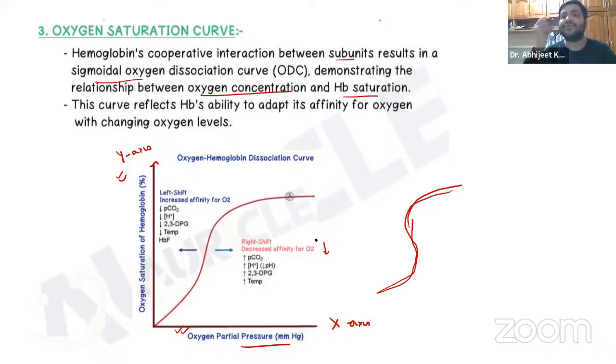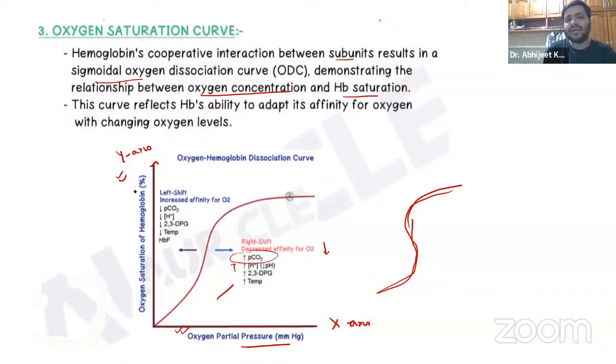Everyone knows the very possible cause is higher altitudes. If I plot a graph for a person who is at higher altitudes, this graph will be shifted towards the right, and that is called the right shift, due to the decreased affinity for oxygen. Obviously, as CO2 partial pressure increases, the acidic component increases, and the pH decreases. So that is something that you have to remember.